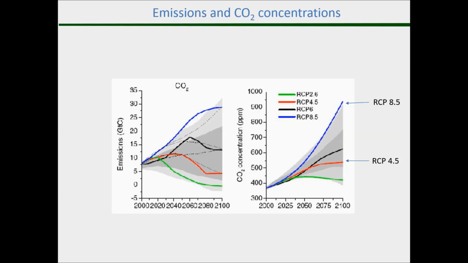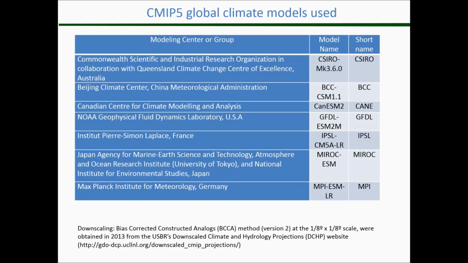I won't go into the details because I'm assuming that everybody knows about these RCPs since they were used in the 5th IPCC assessment. And we use projections from these 7 GCMs. And we obtained those projections in downscaled fashion from the U.S. Bureau of Reclamation's website. These are all CMIP-5 climate runs. So we have, therefore, 14 different futures. These 7 models were used with each of the 2 RCPs.